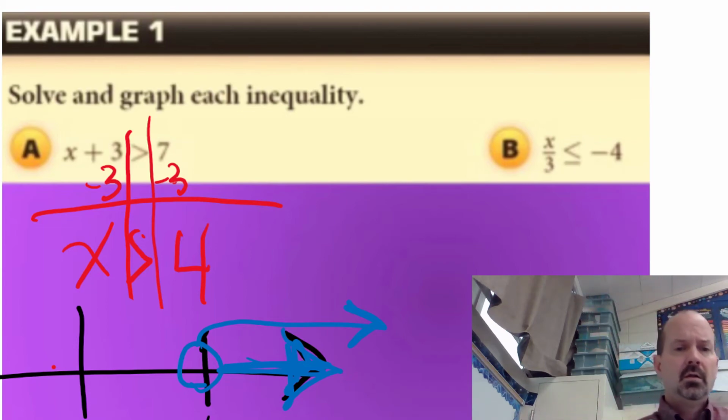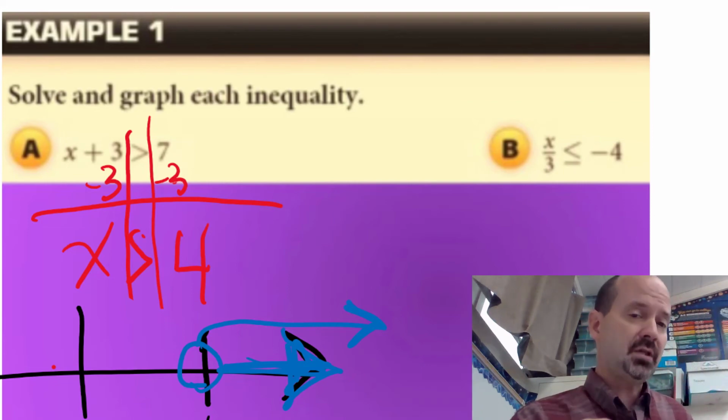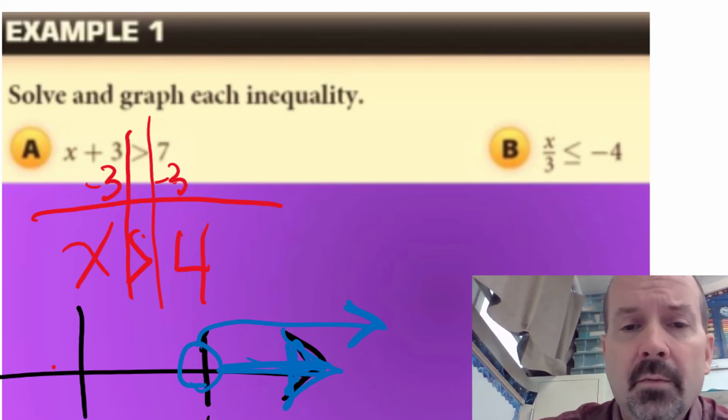So, solving an inequality is a lot like equations. It's the same kinds of steps, usually. I'll get to the difference in steps in just a minute, okay? But normally it's the same. Let's take a look at this other one.